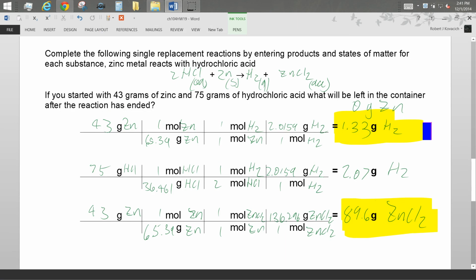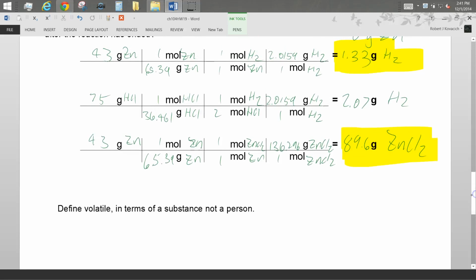So you could do one of two things. You could do a 4th railroad track to determine how much of the hydrochloric acid was used, or you could simply do some subtraction. So I know I've got 43 grams, and I've got 75 grams. So I've got 118 grams of reactant. That's how much stuff went into the container, so I have to have that much stuff when I'm finished. And I know 1.33 of it is hydrogen gas, and I know 89.6 of it is zinc chloride. So whatever this number is tells me how much of the hydrochloric acid I have left over. So 118 minus 1.3, minus 90, gives 26.7 grams of hydrochloric acid left over. That's what we have in the container.